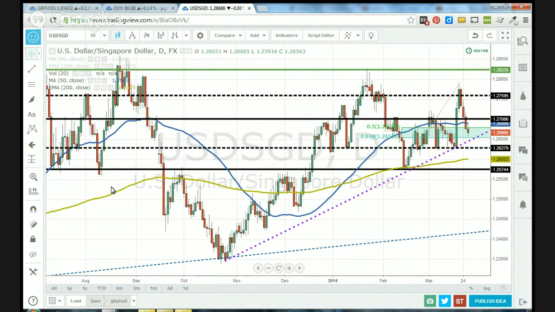Yeah, no real, perhaps a buying opportunity coming up at some point, but right now price is just declining. Let's see what happens when price stalls and where it does. So for now, I will just pass on dollar Singapore.